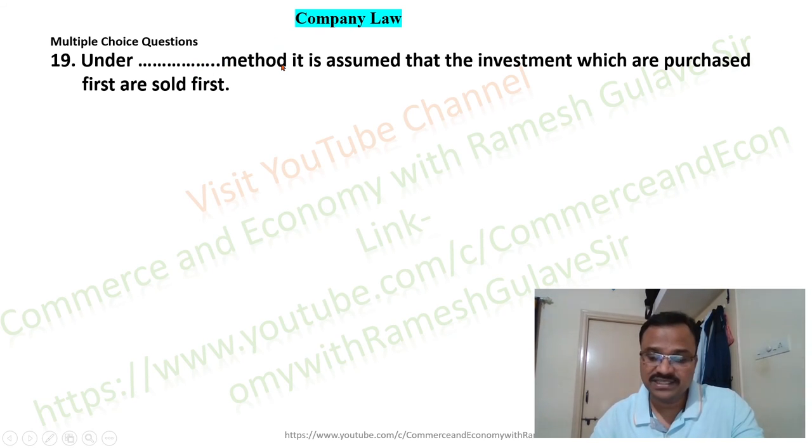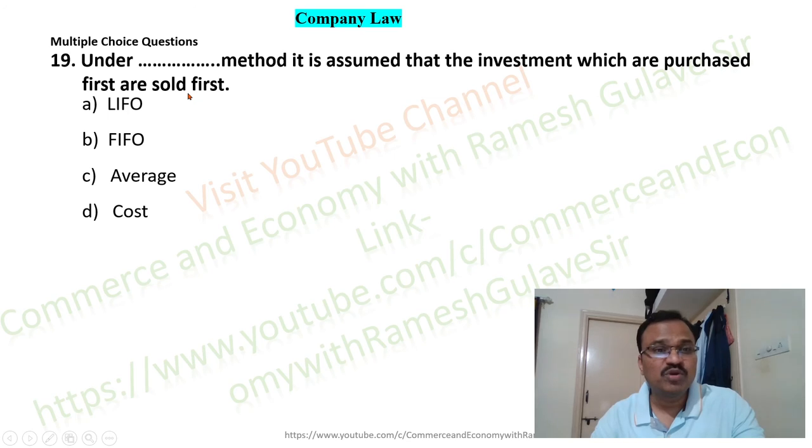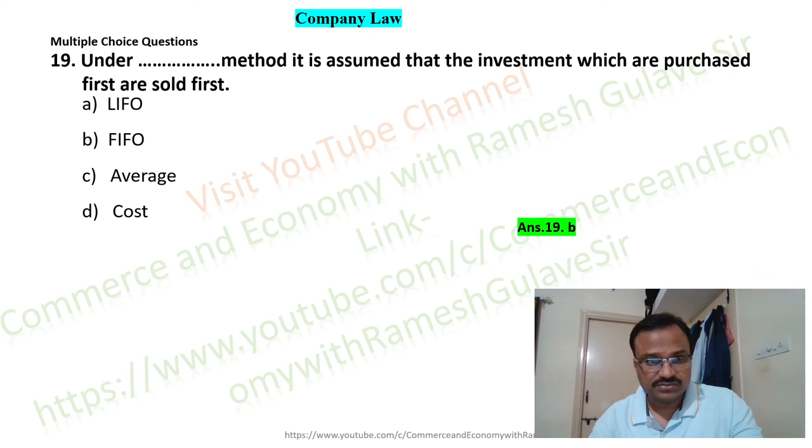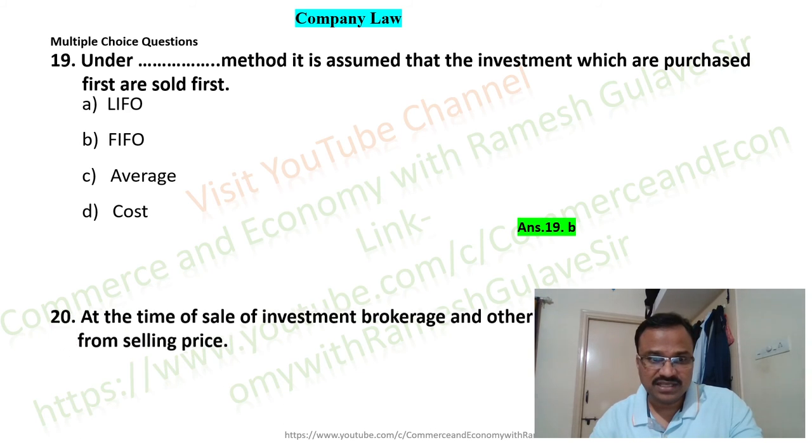Okay, so under dash method, and options are LIFO method, FIFO method, average method, and cost method. LIFO means last in first out, FIFO means first in first out. So under the FIFO method, it is assumed that investments which are purchased first are sold first. It means first in first out. So here option B is the right answer. So for question number 19, option D is the answer.